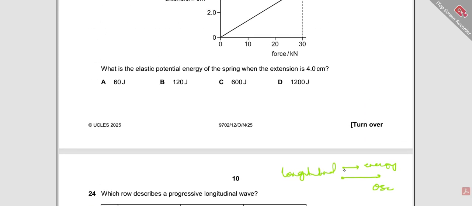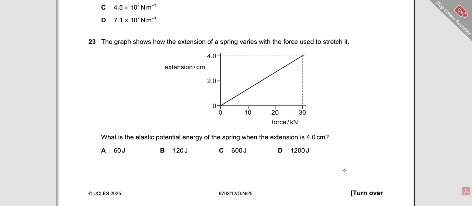Then the graph shows how the extension of a spring varies with the force used to stretch it. जब आप stretch करने के लिए कोई force नहीं लगा रहे, उस time कोई extension नहीं है. Always keep in mind that in these graphs, extension is original length के बाद कितनी length increase हुई है. Do not take it to be the final length, right? Now, what is the elastic potential energy of the spring when the extension is 4 centimeters? When the extension is 4 centimeters, the applied force is 30.